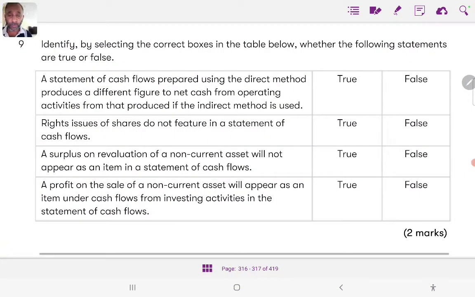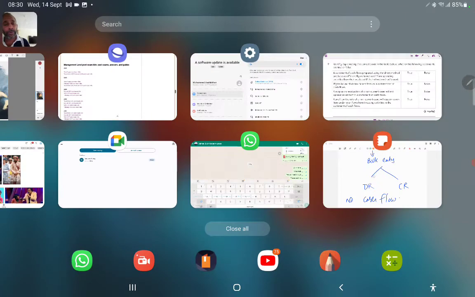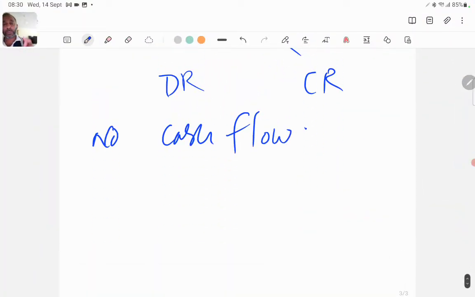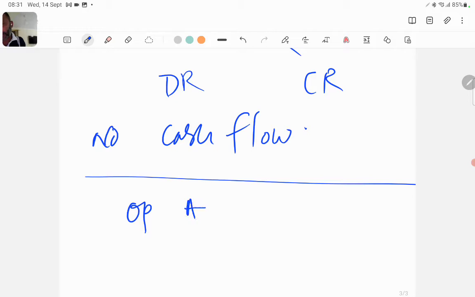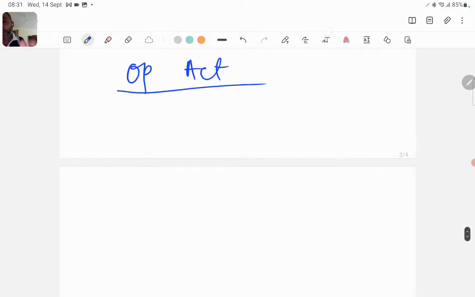A profit on sale of non-current asset will appear as an item under cash flows from investing activities in the statement of cash flows. Once again, whoever has learned the cash flow statement knows better that profit or loss on disposal of non-current asset is nothing to do with investing activity. That item should appear in the operating activity under the indirect method.